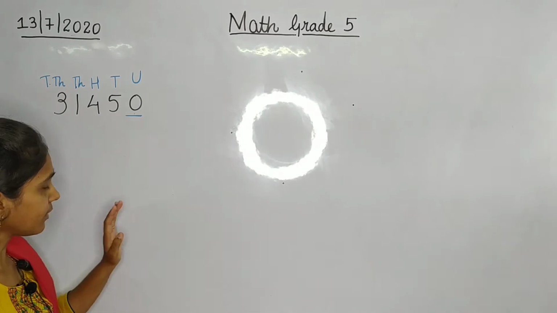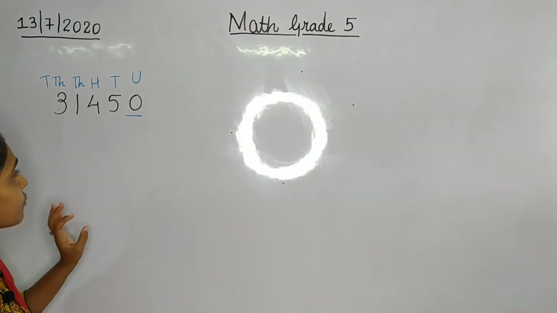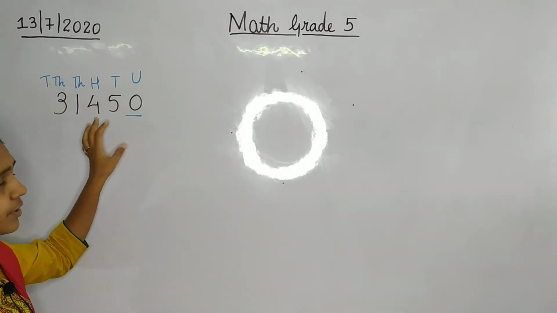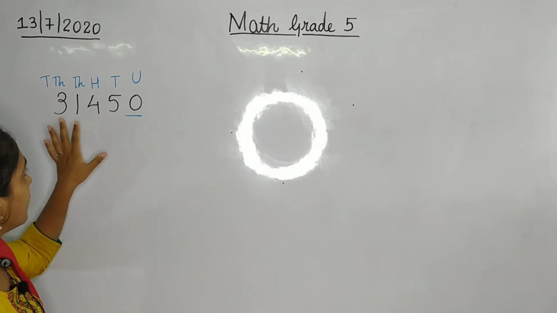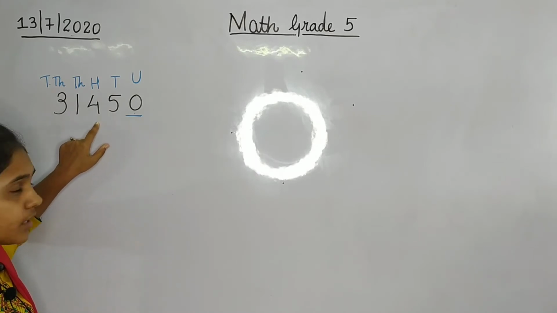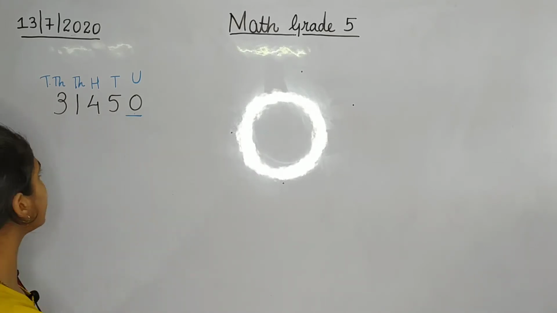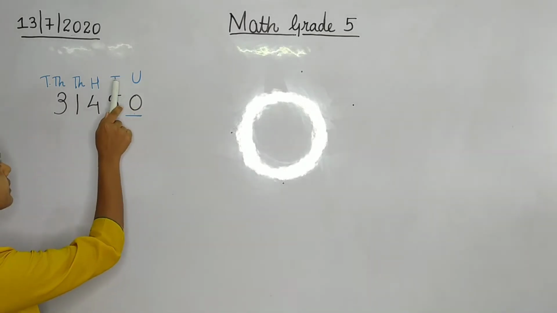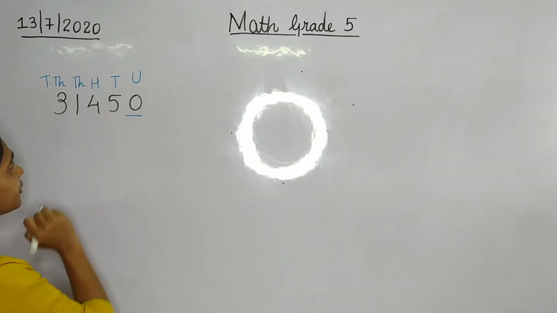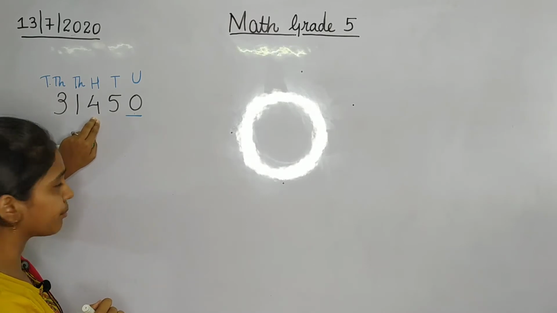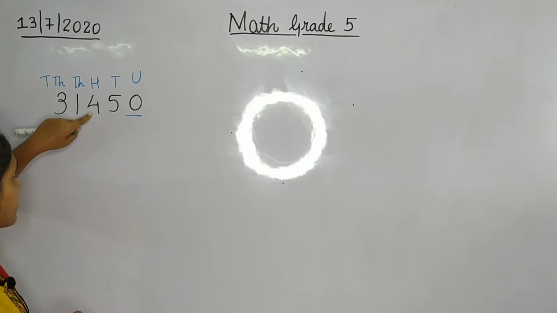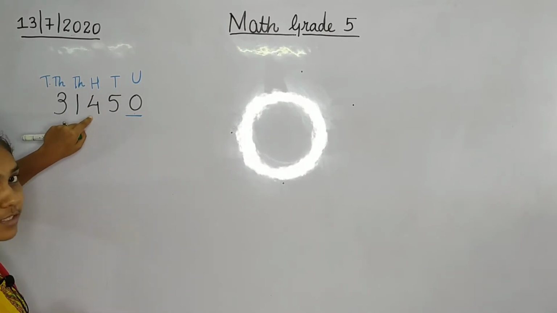Right. So if the question is to round off this figure to its hundreds place, we first check the number which is there in the hundreds place. This is units, this is tens, and this is hundreds, right? So the number in the hundreds place is 4. We have to check this number and round off the whole number to its hundreds place.